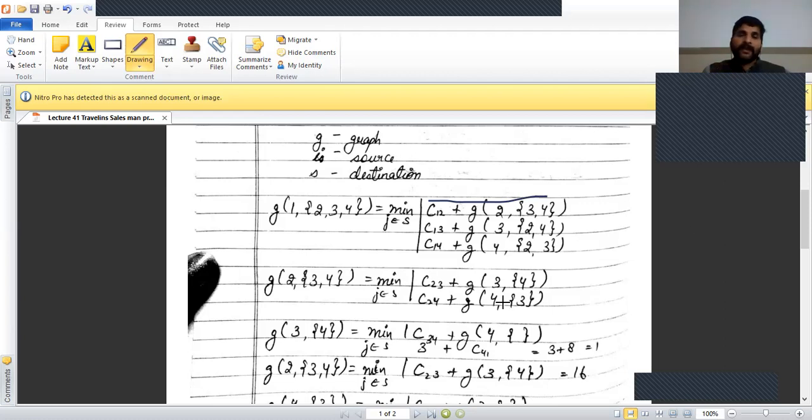Now here are two conditions. For G(3, {2}), the cost value is given, and for G(2, {4}) the cost value is given, but G(3, 4) has only one option, and it can be solved. We travel 3 to 4 and or 4 to 3. If we can travel 3 to 4, then first solve G(3, 4): minimum over j element J, C(3,4) plus G(4, null set).